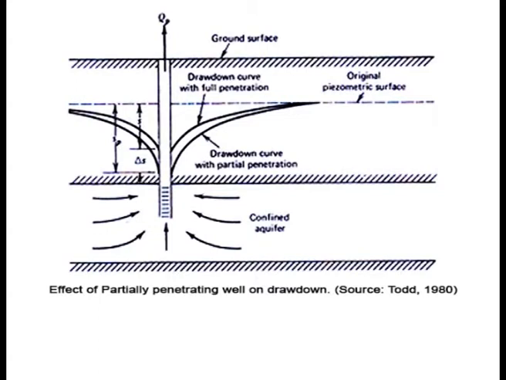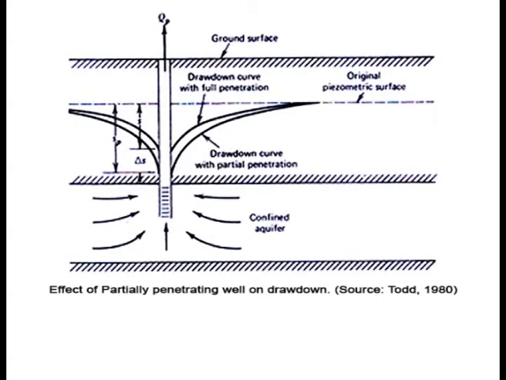You see the figure. In this figure, two drawdown curves are there. One is for the partially penetrating well, another for the fully penetrating well. So the total drawdown is Sp, that is S plus delta S. Delta S is the additional drawdown, and the rate of discharge for this partially penetrating well is Qp. For a fully penetrating well, we use the letter Q only, but here Qp.